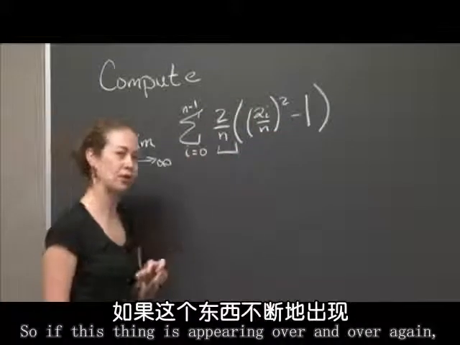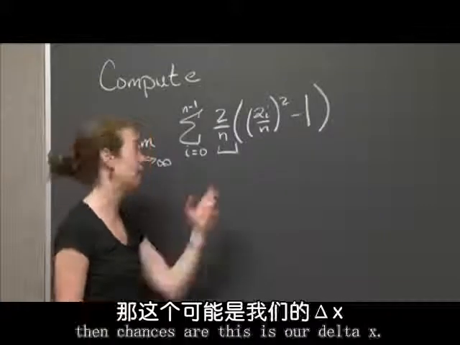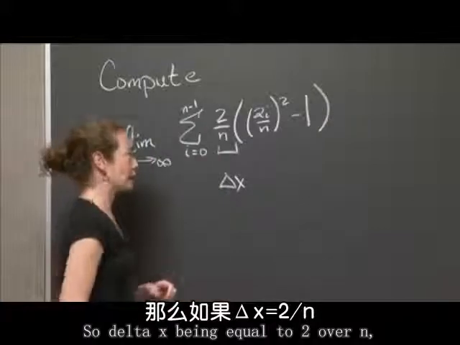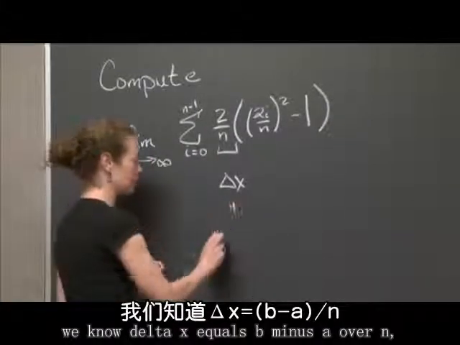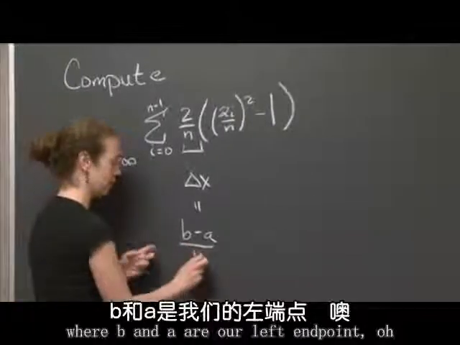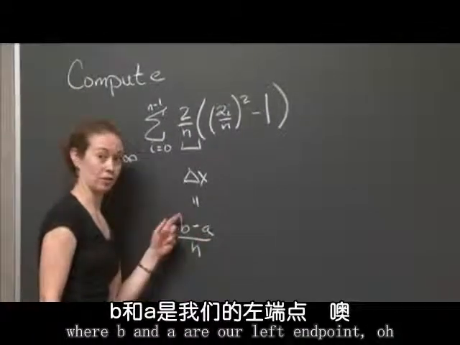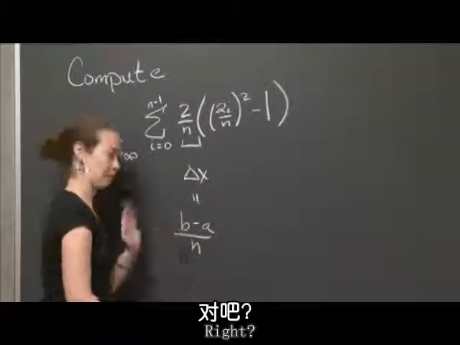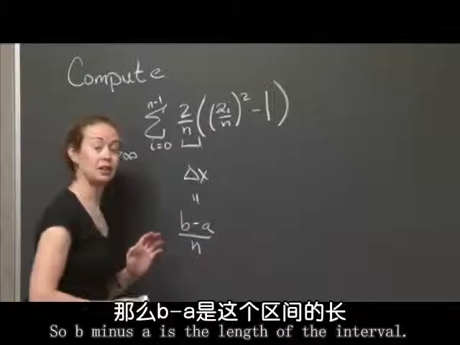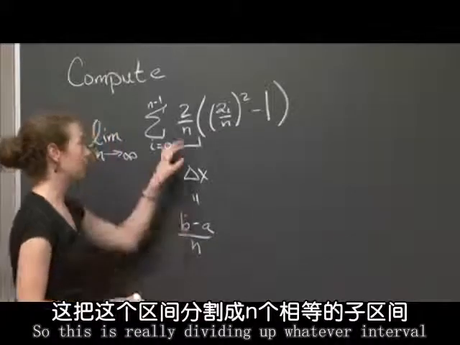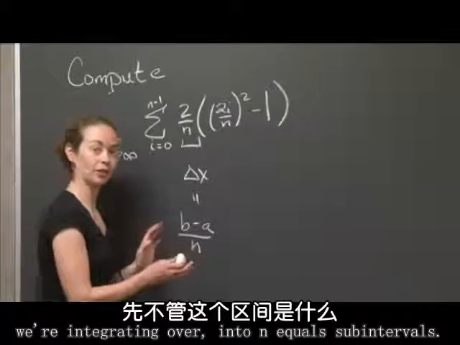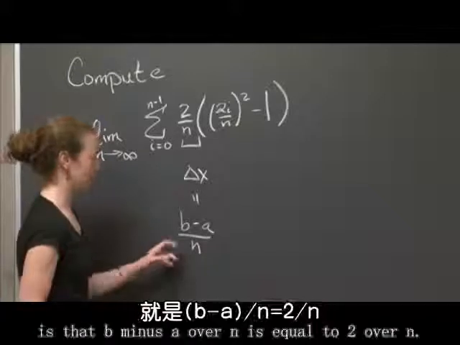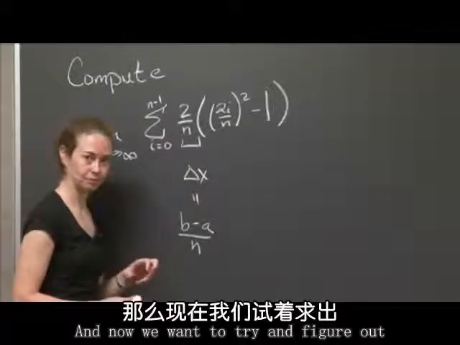So if this thing is appearing over and over again, and we know this is probably a Riemann sum, then chances are this is our delta x. So delta x being equal to 2 over n, we know delta x equals (b minus a) over n, where a and b are our left endpoint and our right endpoint. Right? We integrate from a to b. So b minus a is the length of the interval. So this is really dividing up whatever interval we're integrating over into n equal subintervals. So that's my first thought: that (b minus a) over n is equal to 2 over n.